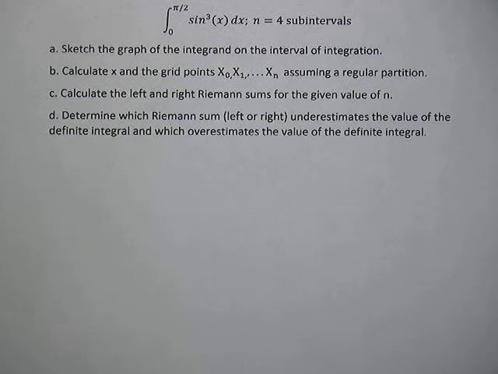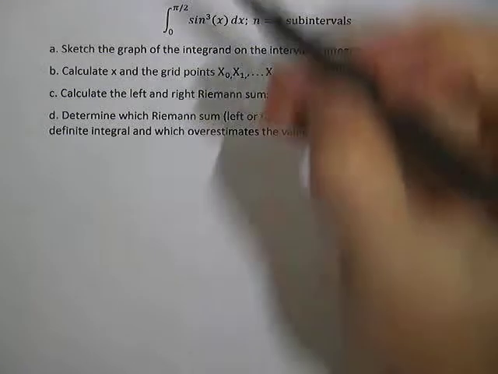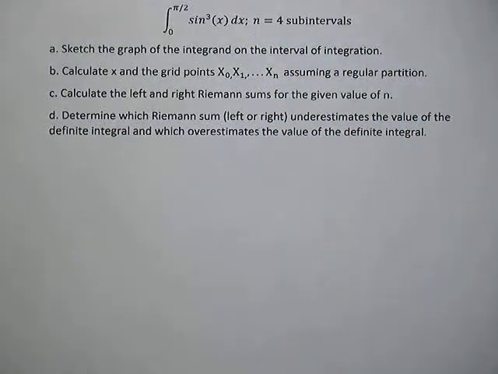On this problem, we have the integral from 0 to pi over 2 of sine cubed x dx. And we're going to split it up into 4 subintervals to estimate the value of the integral. Okay, so the first thing it asks us to do is sketch a graph of the integrand on the interval of integration, which for us is going to be from 0 to pi over 2.